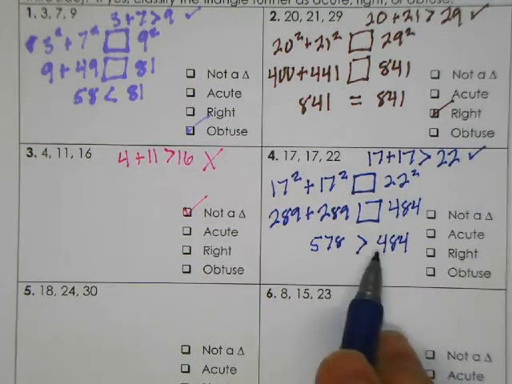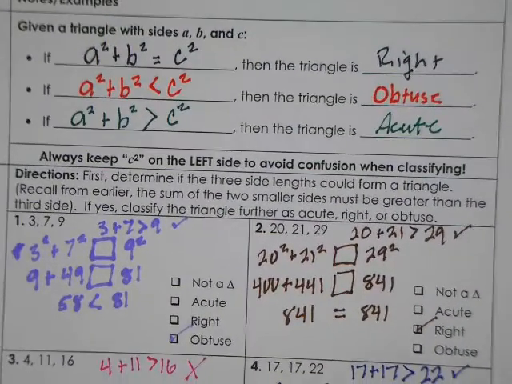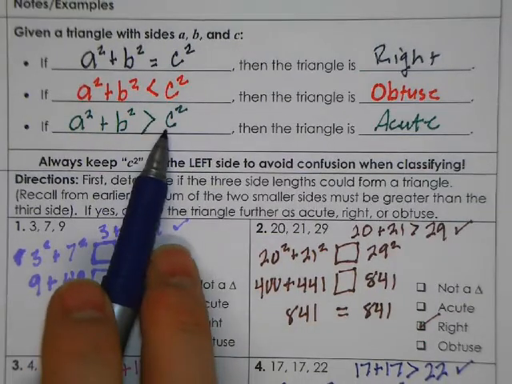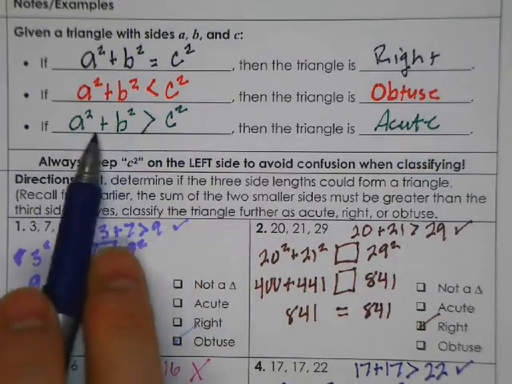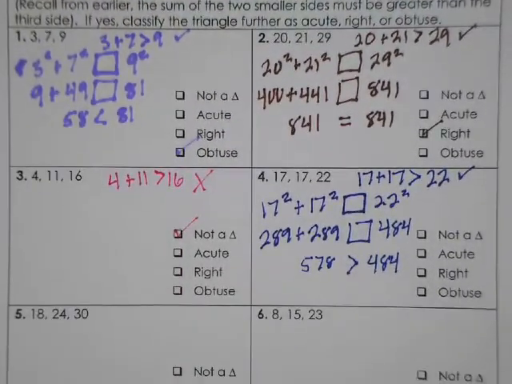So in this case, the third side squared is less than the sum of the squares of the other two sides. And according to what we have up here, when the third side squared is less than the sum of the other two sides squared, then that means this one is going to be acute.